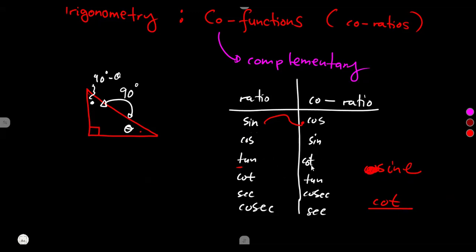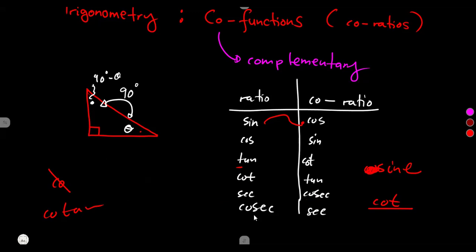The co is not there, so you put the co. If it is not there, you put it. If co is there, you remove it. So as you can see here, there's a co. If we cancel the co, what do you remain? Tan. Cot means cotangent, so if you remove the co, it will be tan, which is tangent. Sec, there is no co there, so you put that co. So it will be cosec. This is it, cosec.